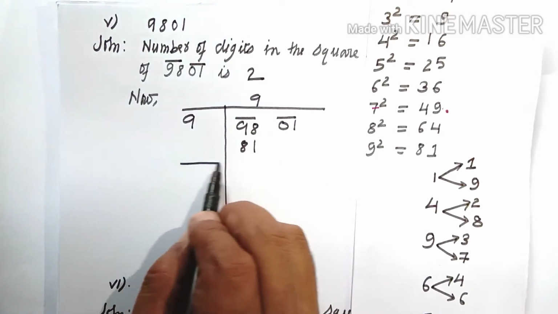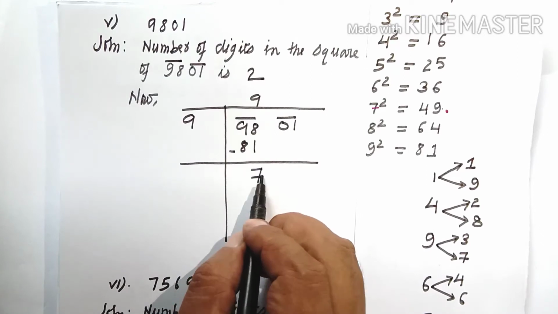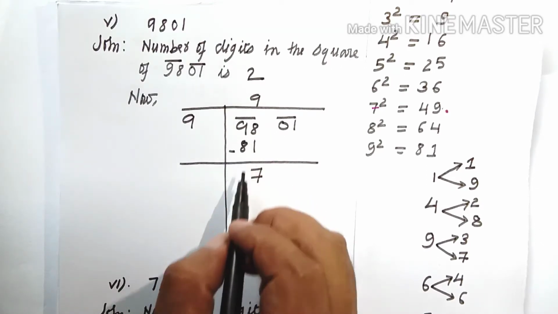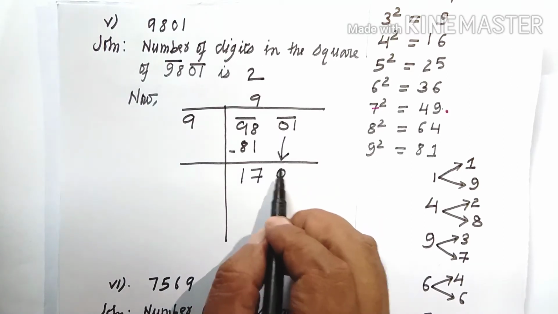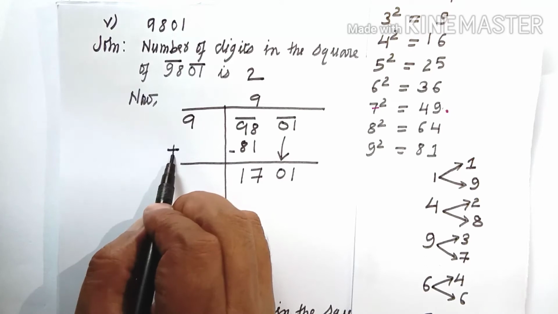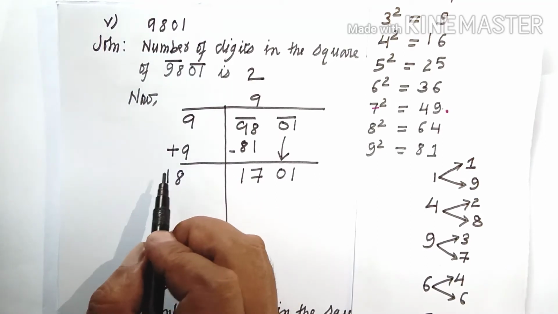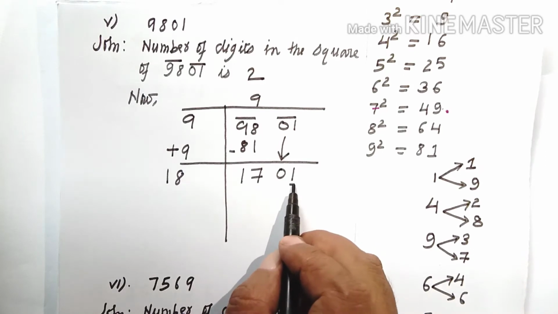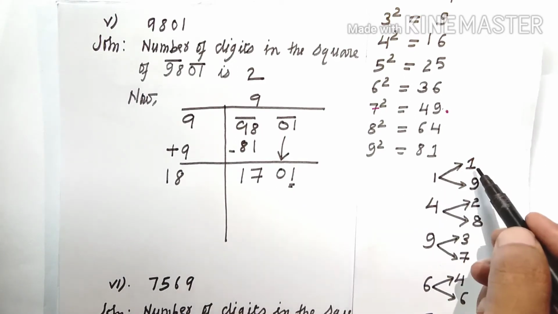So now you'll have to subtract. So 8 minus this equals 7. That means here 9 minus this equals 1. You'll have to bring down the remaining period. So 01. Now here what you'll have to do, yes, you'll have to add one more 9. 9 plus 9 equals 18. Now check the unit place. What do we have here? 1. So you can see here 1 is a perfect square of 1.